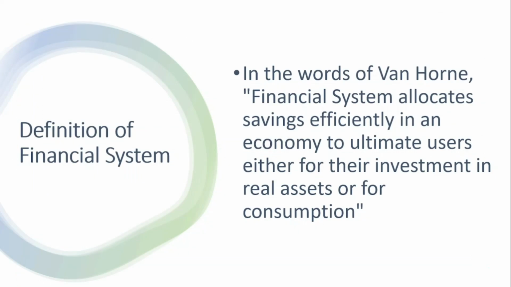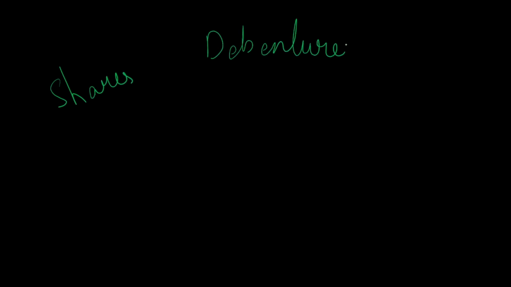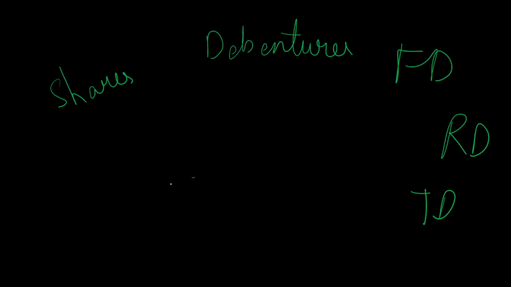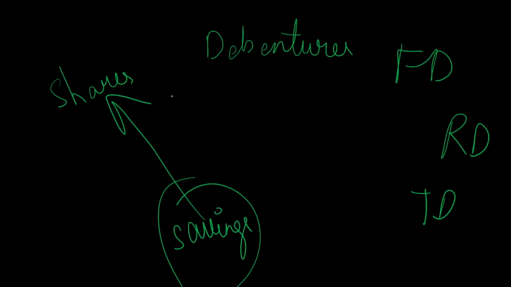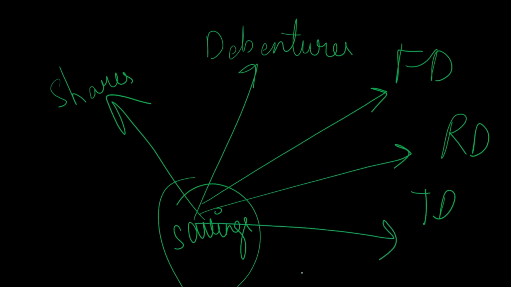Now, the definition of financial system. In the words of Van Horne, financial system allocates savings efficiently. We have shares, debentures, FDs, recurring deposits, term deposits, everything. This is your savings, so you can choose whether to invest in shares, debentures, FD, RD or term deposits. You can choose effectively and efficiently, and allocate your savings to different channels.